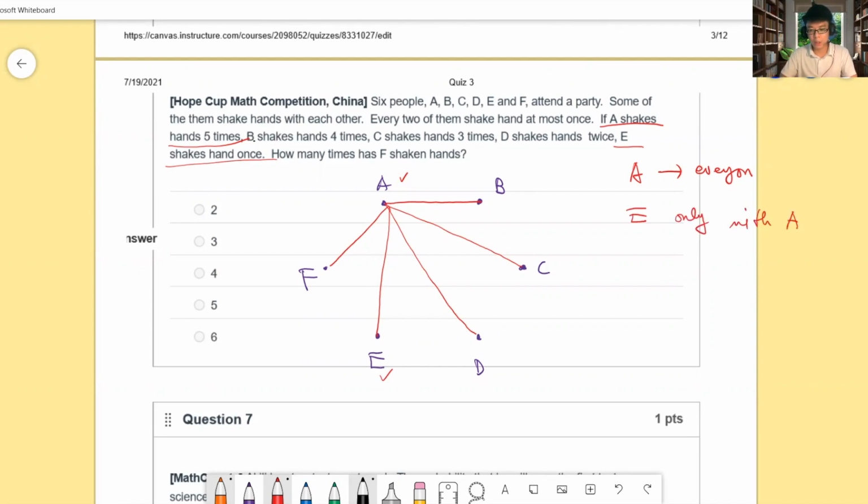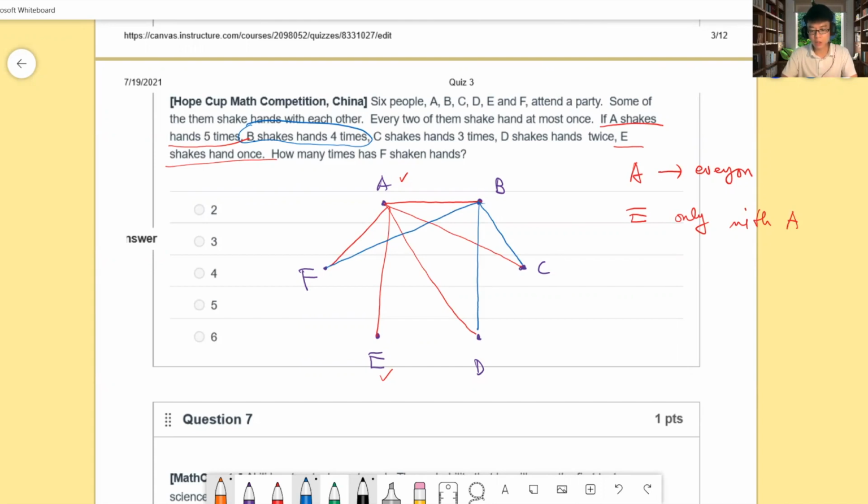And next, we consider B. B shakes hands 4 times because there are at most 5 people to shake hands with B. And we know that E only shakes hands with A, so B and E cannot shake hands. In other words, B only shakes hands with A, F, C, D, but not E. So that's the scenario for B.